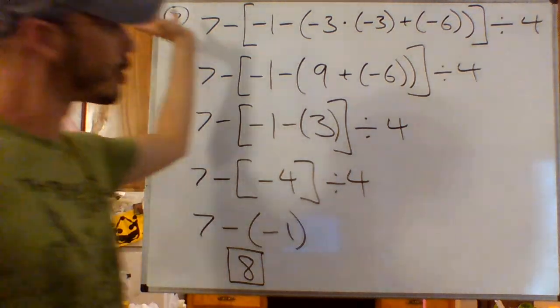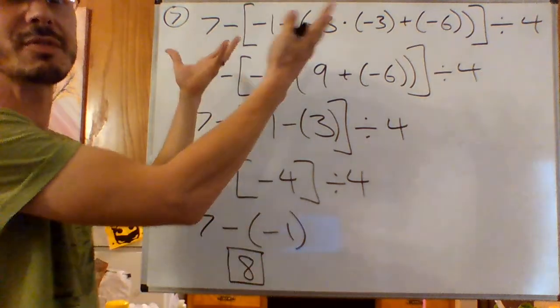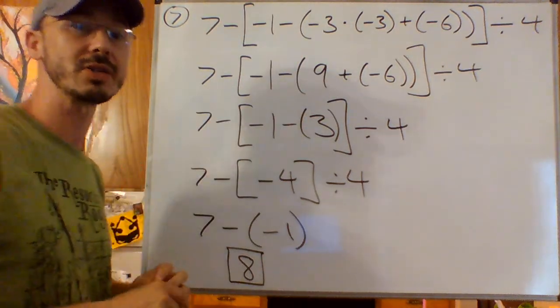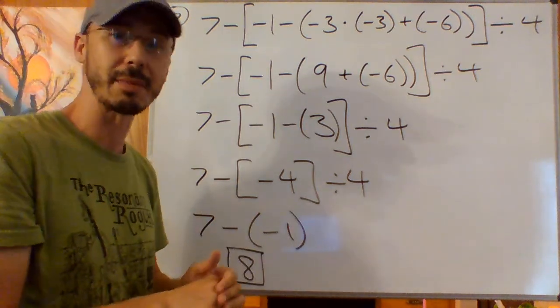Now, if I just worked the whole thing left to right, I'm almost positive I would get a totally different number. We have to use this convention of order of operations so that we always get the same number, so we can at least agree on math.